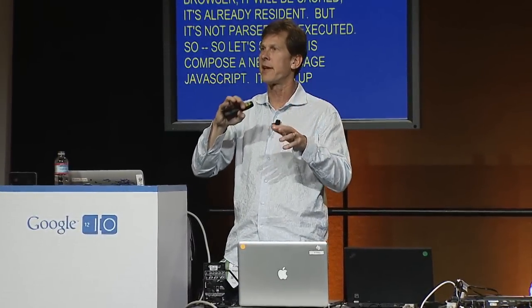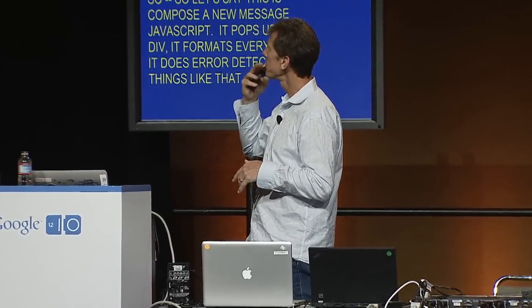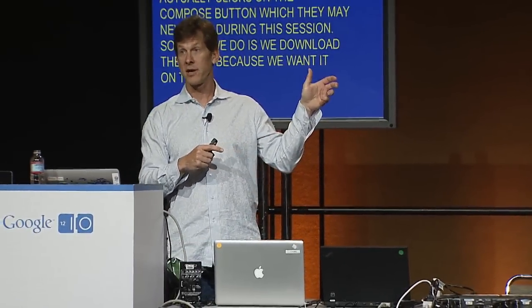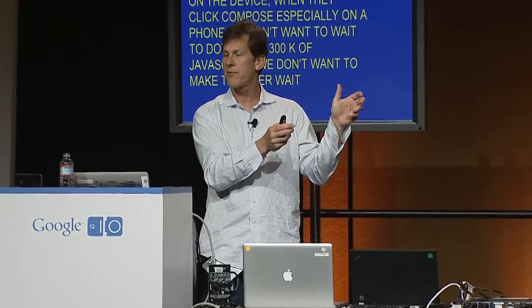So let's say this is compose a new message JavaScript. It pops up a div. It formats everything. It does error detection and things like that. So we don't really need this JavaScript to block the UI thread for parse and execution until the user actually clicks on the compose button, which they may never do during this session. So what we do is we download the code because we want it on the device. When they click compose, especially on a phone, we don't want to wait to download 300K of JavaScript. We don't want to make the user wait. So what we do is we download it. You can even download it in the background because it's not going to block the UI thread when it arrives.